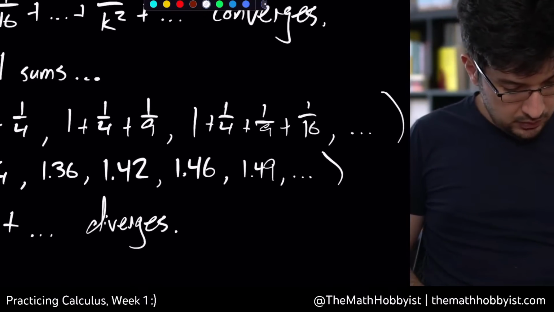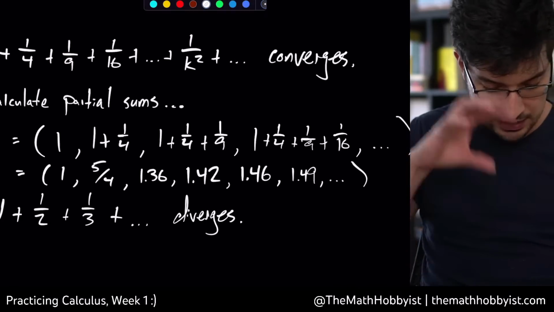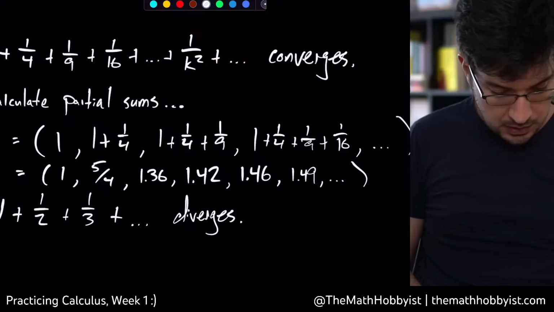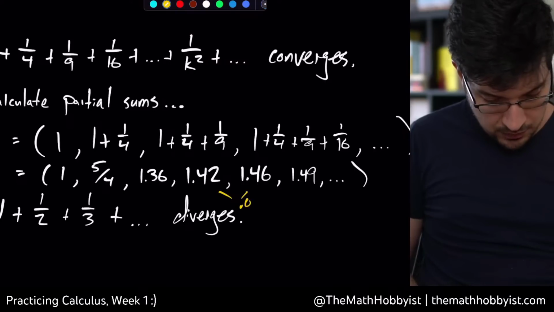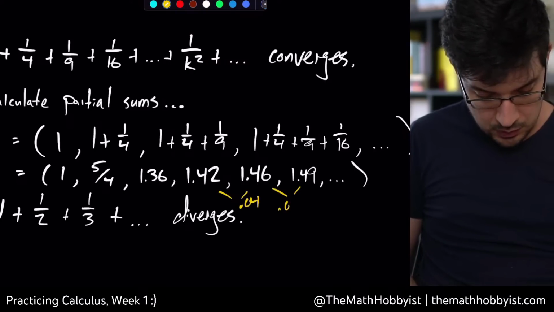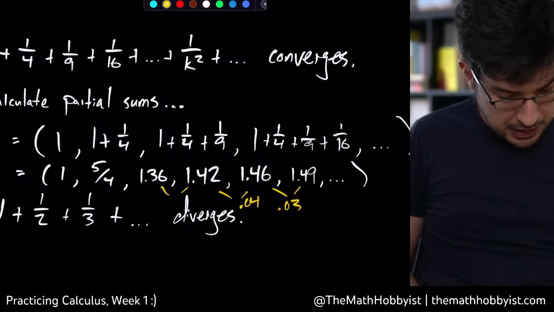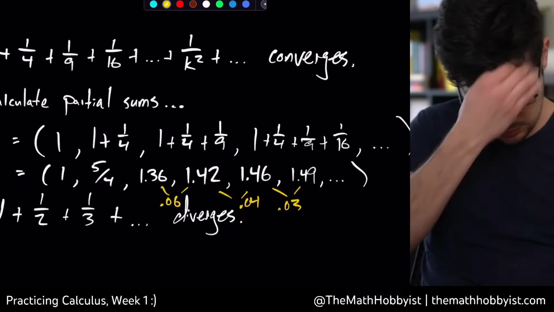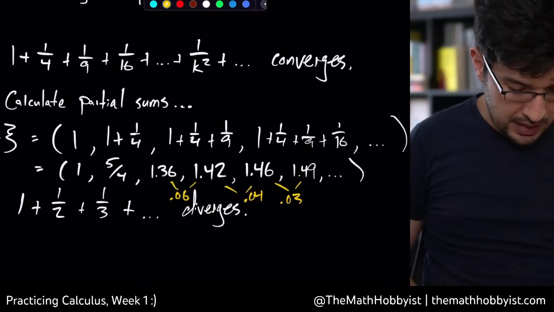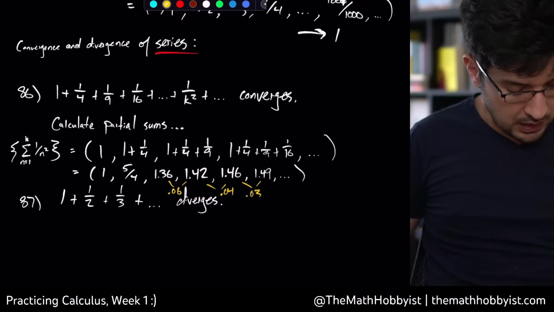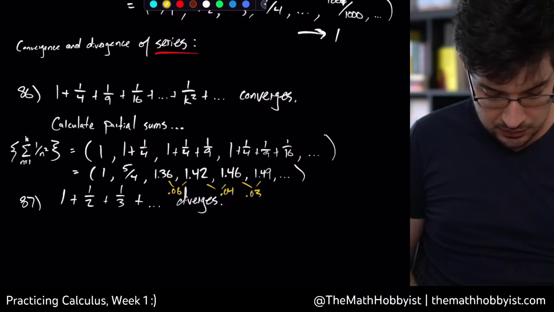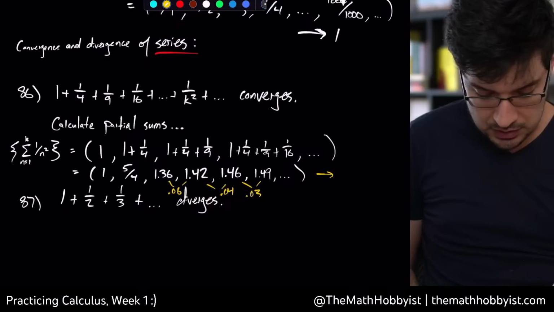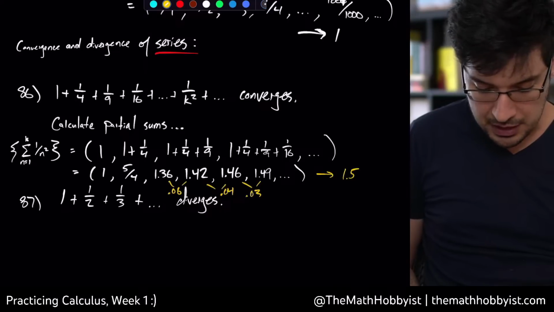Just notice that each time that we take another extra term, the difference is getting smaller. These two differed by 0.04. These two differed by 0.03. These two differed by 0.06. So I think that we can see that this is going to converge to something. Maybe it converges to about 1.5 something.